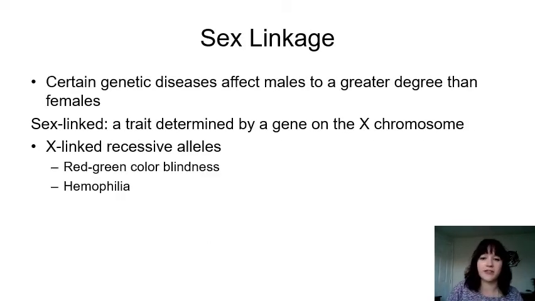So this is called sex linkage, right? A gene or a trait is connected to sex. And so one example we've talked about already is red-green color blindness.